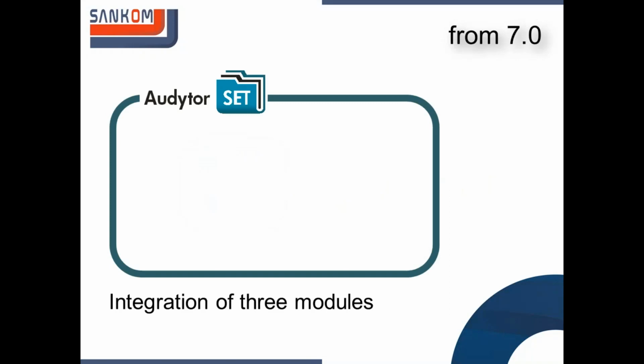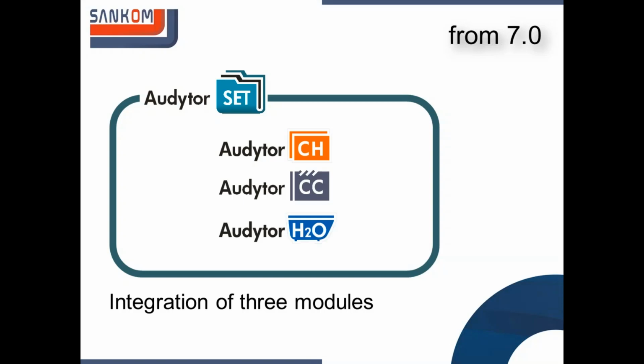And Audytor SET is one application that integrates three modules that used to be separate programs. Separate program Audytor CH for central heating system design. Now we have separate module CC for central cooling system designs, and then what was separate program Audytor H2O for internal water supply systems. And now we have all these modules in one application.